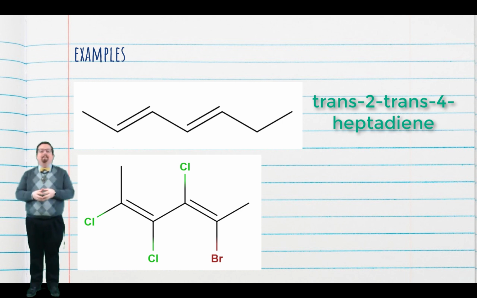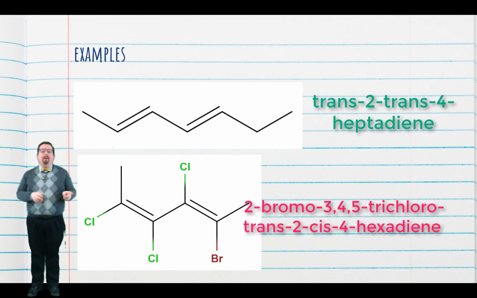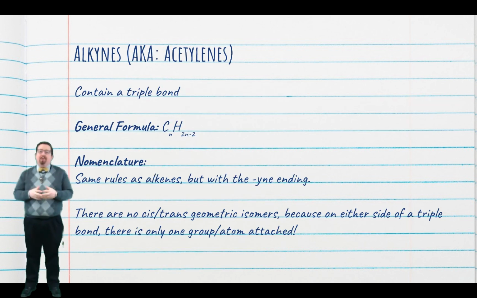What do you get? I got 2-bromo-3,4,5-trichloro-trans-2, cis-4-hexadiene. Whew, that is a big name. Now I'm not sure you've learned enough yet, so let's talk about alkynes. You can have all kinds of fun naming these molecules.